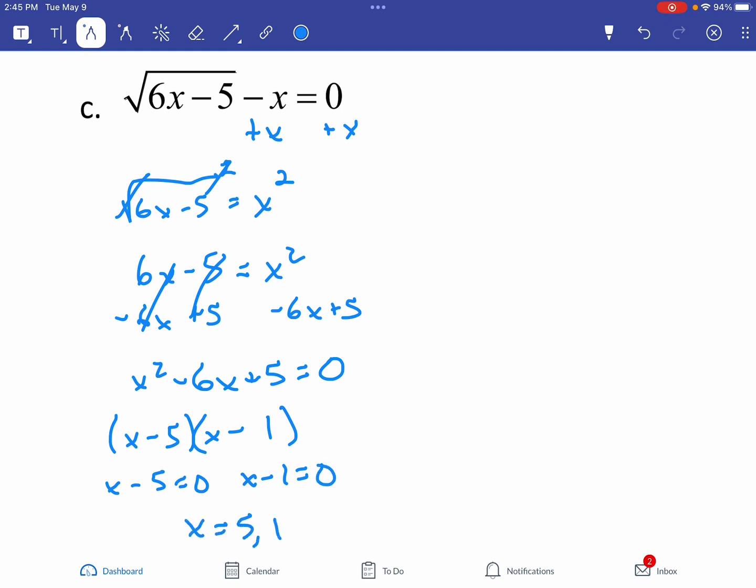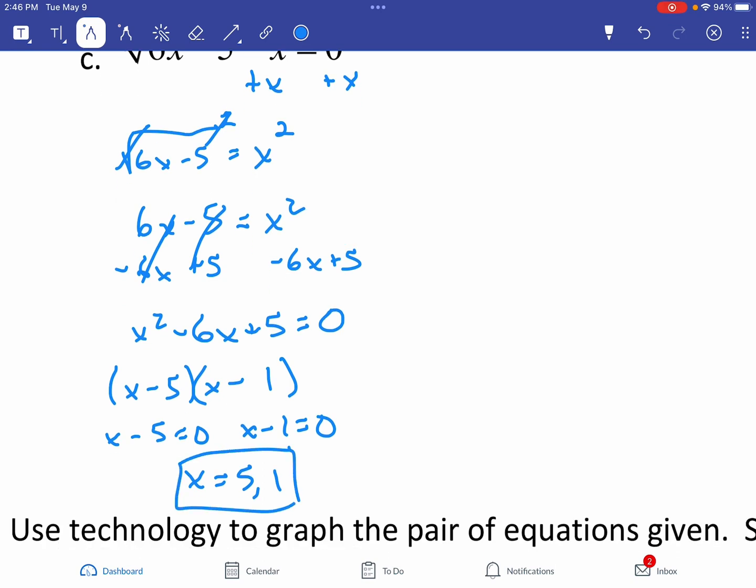Now, because I have a radical equation, I should check my answers to make sure they work. So if I put 5 in for both x's, I get 6 times 5 is 30. 30 minus 5 is 25. The square root of 25 is 5. And 5 minus 5 is 0, so that checks out. Next, we do the 1. 6 times 1 is 6. 6 minus 5 is 1. The square root of 1 is 1. And 1 minus 1 is also 0. So both these answers will work in our problem.